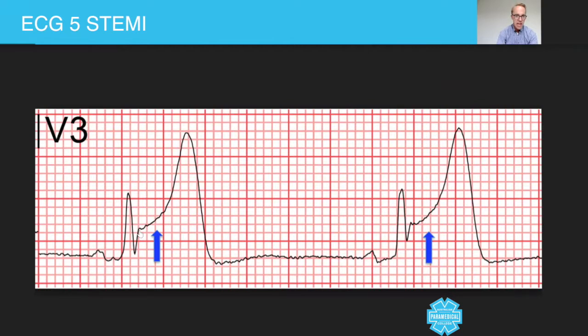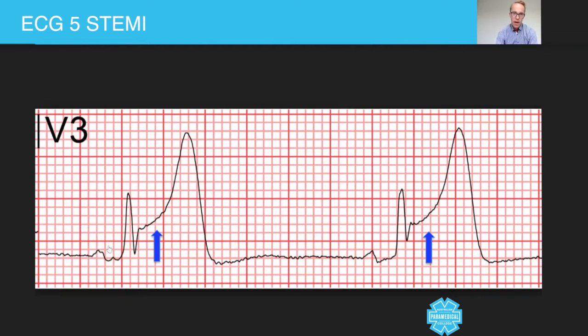So on this image, you can clearly see the J point, which is here, and it's more than two small squares above the line. Now here we have the line. Yes, it's a little bit wobbly and shaky. ECG lines of people having STEMIs are very rarely flat like the image that you just saw. They usually have some kind of movement or artifact.